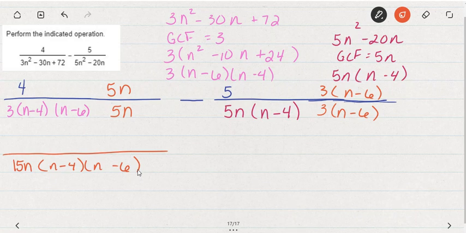Now there's no need to multiply those out. You want to leave it in its factored form. In the numerator, we have a 4 times 5n is 20n minus 5 times 3 times n minus 6. I'm going to see that as a 15n minus 6, or 15n minus 15 times 6, which gives us 90.